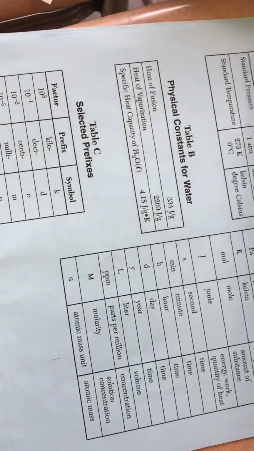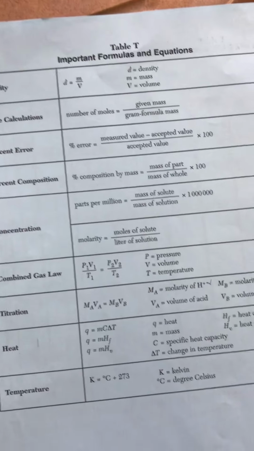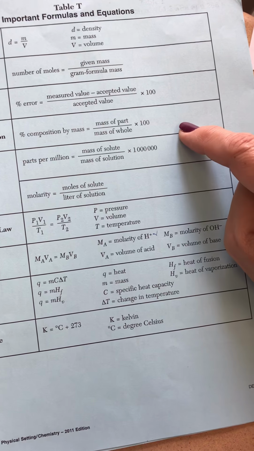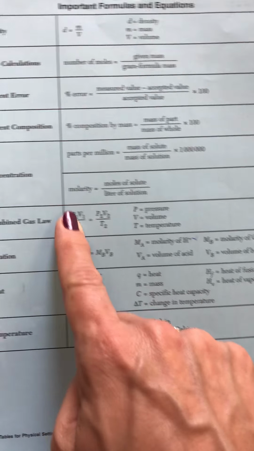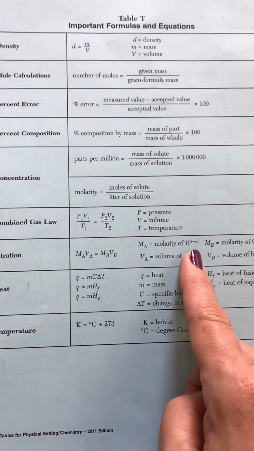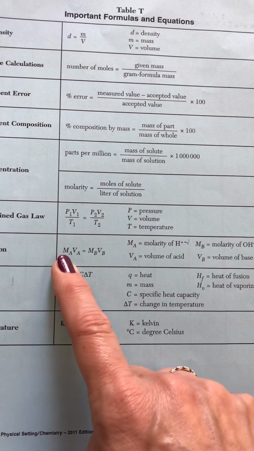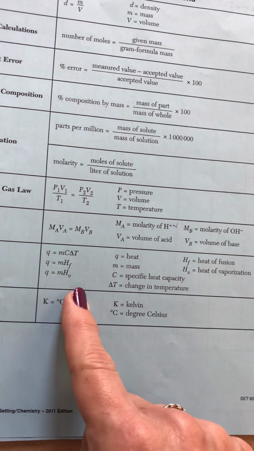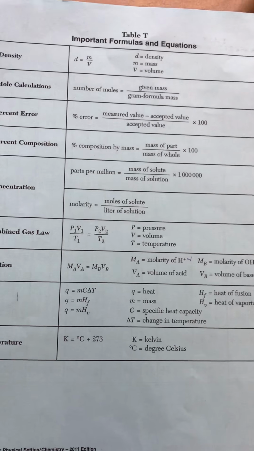Keeps going. And then my last table is for math. So table T here gives me the formulas for calculating density or number of moles, percent error, percent composition, concentration either in parts per million or in molarity, gas law problems, titration. So if they're asking for molarity, but you can't use this one up here with moles, if they're asking about acids and bases, you use MAVA equals MBVB. And then heat calculations are my Q's, and temperature, there's even a reminder here that if you want it in K, you have to add 273.